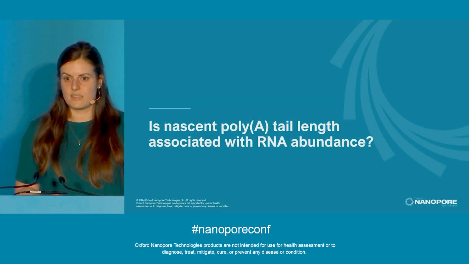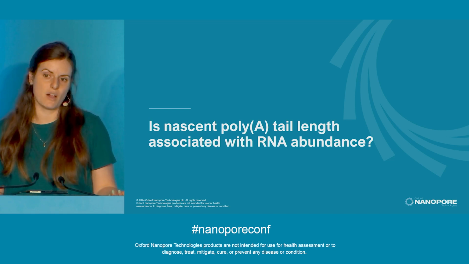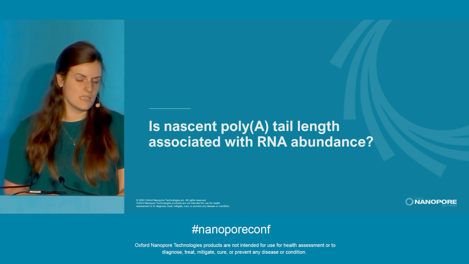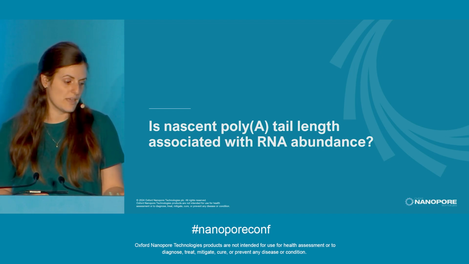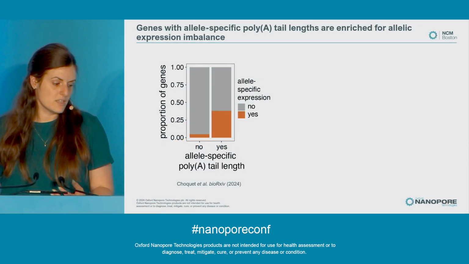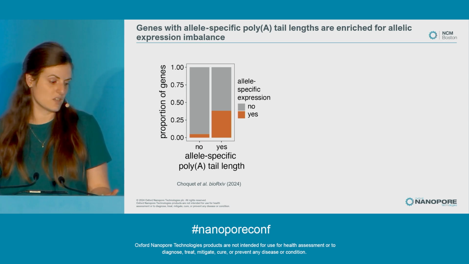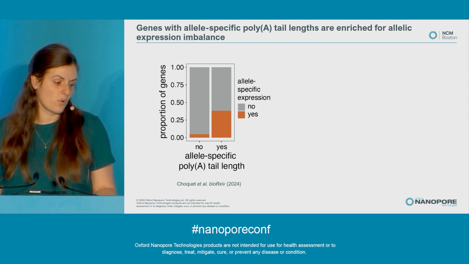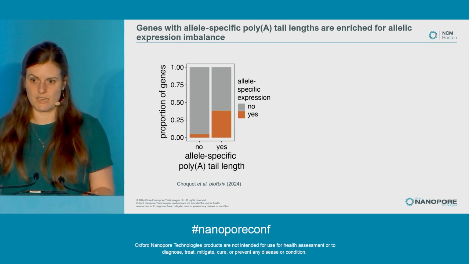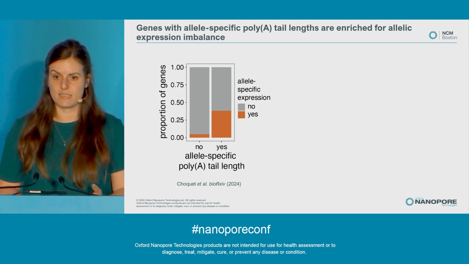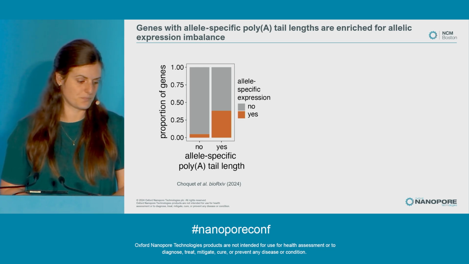I mentioned that in the cytoplasm, there's a connection between poly-A tail length and mRNA stability. So next we asked whether we could see something similar between nascent poly-A tail length and RNA abundance. Indeed, we found that genes that display allele-specific poly-A tail length on the x-axis are enriched for genes that also have allele-specific nascent RNA expression or abundance. We define those as genes for which one allele takes up 60% or more of the reads.